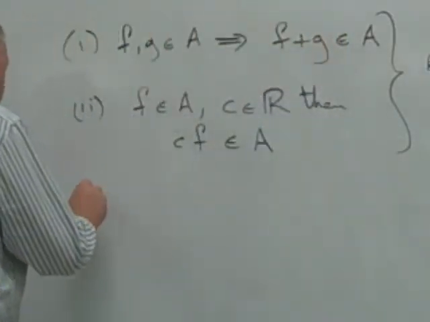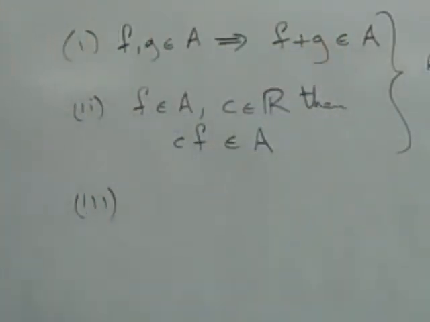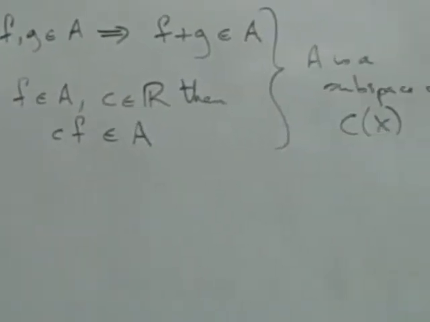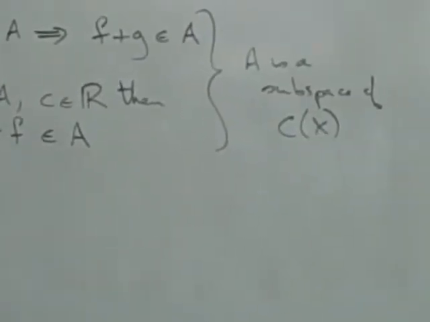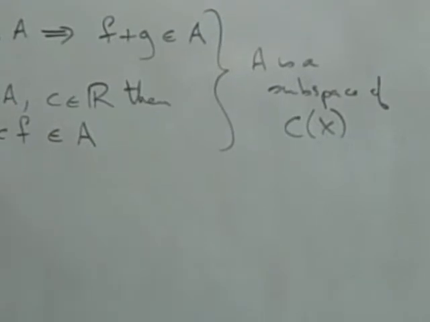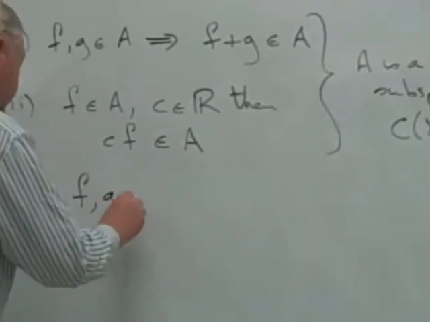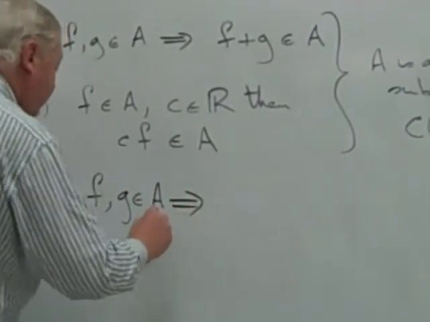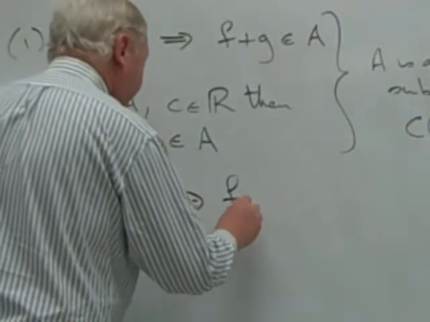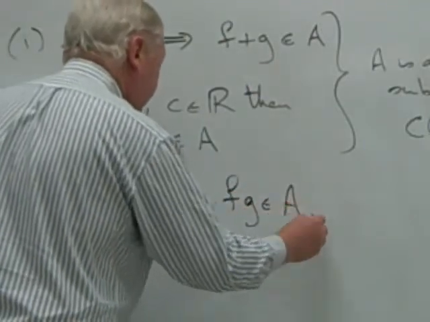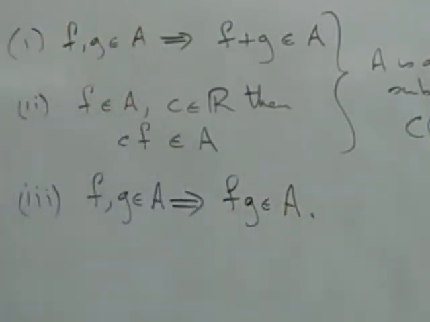And then the third condition that makes it an algebra is that if you have any two functions in A, then we can multiply them together and get another function in A.